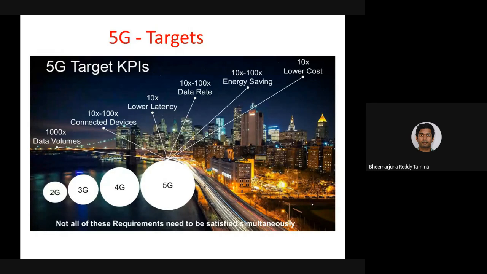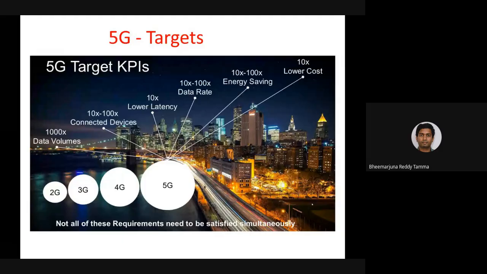And the other case is supporting billions of IoT devices, where the requirements are in terms of battery time and also in terms of low data rate. It is exactly opposite to the way we consume data.